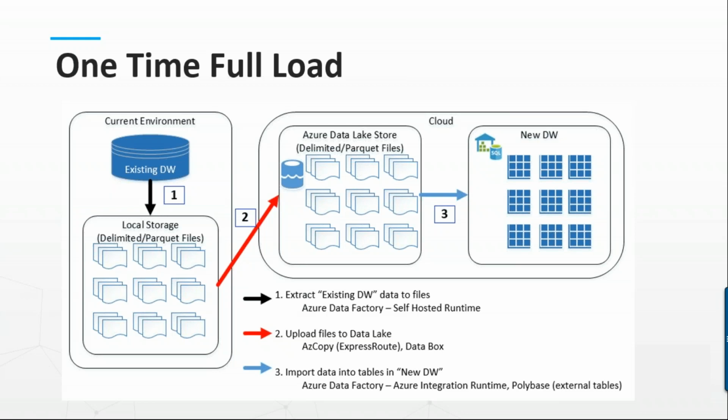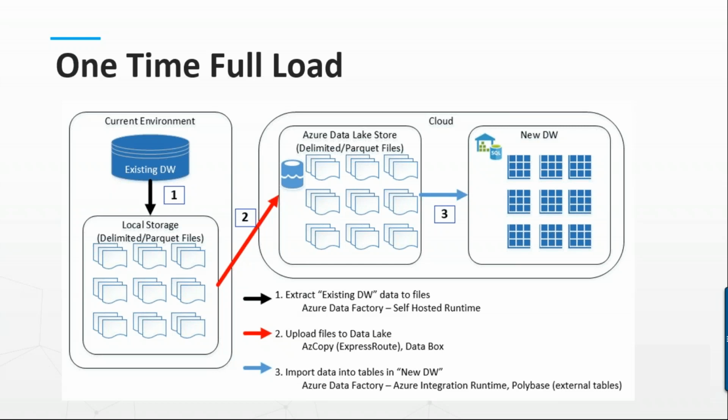The first step is to take that data out of the existing data warehouse, and we pretty typically put this into files, either text delimited files or Parquet files. Parquet files are particularly good when you're talking about moving to data lake, which I'll talk about in a second. But they're also compressed, and so they help with just the sheer volume of data that we need to move from our existing environment up to Azure.